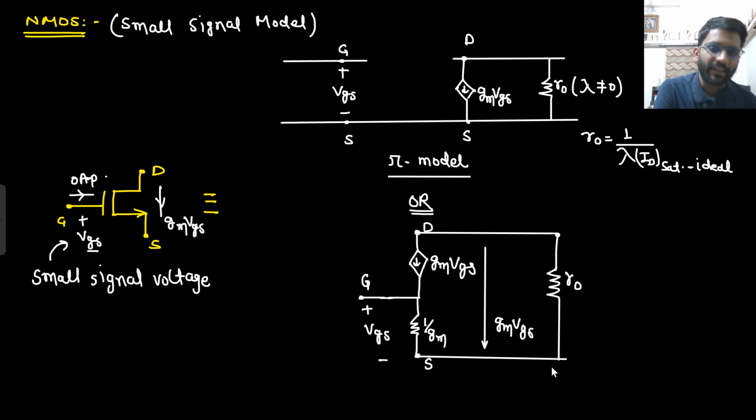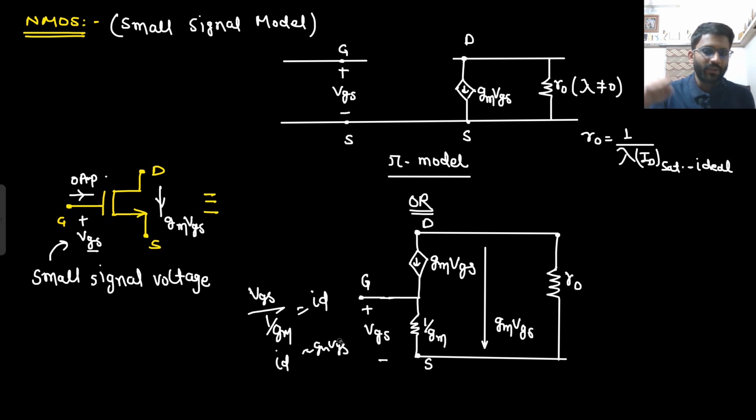So what did you understand here? Between gate and source I have VGS potential, and I know there will be a GM VGS current flowing. So what will be the resistance? That would be 1 by GM, because voltage upon resistance is the current. The current is GM VGS, so the resistance would be 1 by GM.